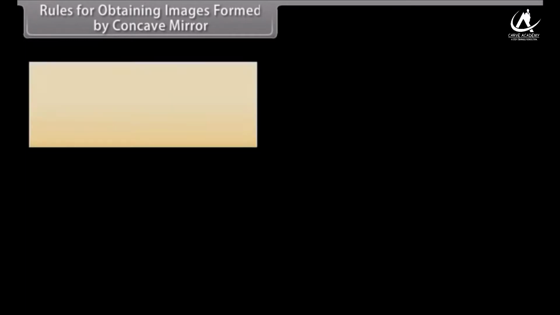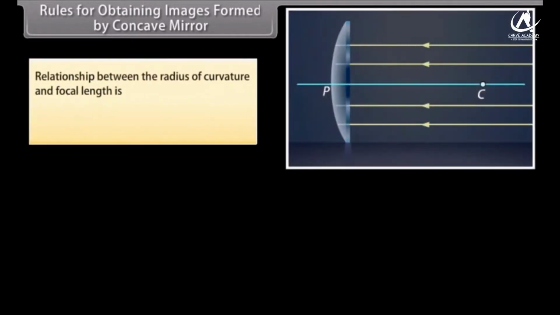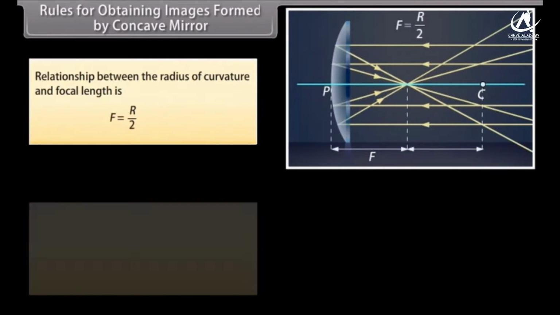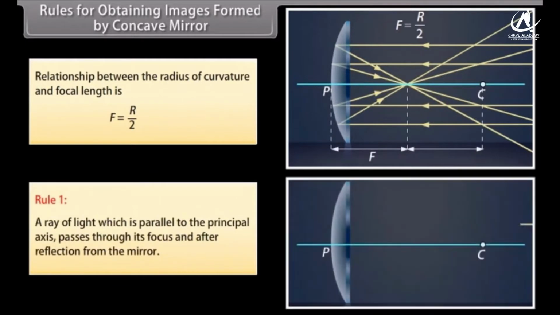Rules for obtaining images formed by concave mirrors. The relationship between the radius of curvature and focal length is f equals R upon 2. Rule 1. A ray of light which is parallel to the principal axis passes through the focus after reflection from the mirror.